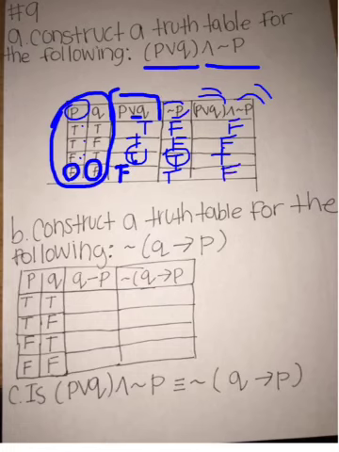Construct a truth table for the following: the negation of Q through P. Okay, for this one we already know the definition, which is when the statement is false and the hypothesis is true. I mean, when the statement is true and the hypothesis is false, and that is right here. When Q is true and P is false. So that's how we know this is false and the rest is true.